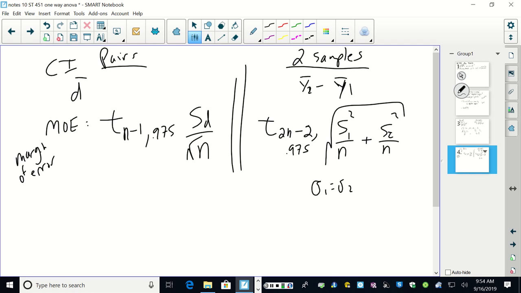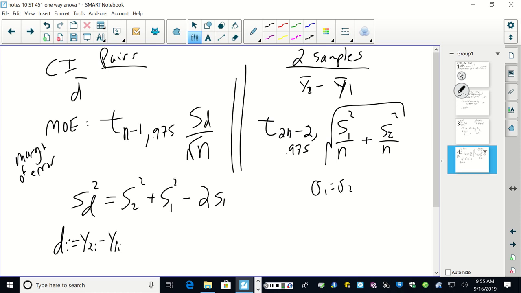These things might be the same, so eventually we'll pool them. We'll make some assumptions about that shortly. But what is the standard deviation of the difference? Well, each of these d_i is the difference of two values. The variance of a difference is like the variance of the measurement, plus the variance of the second one, minus 2 times a covariance.